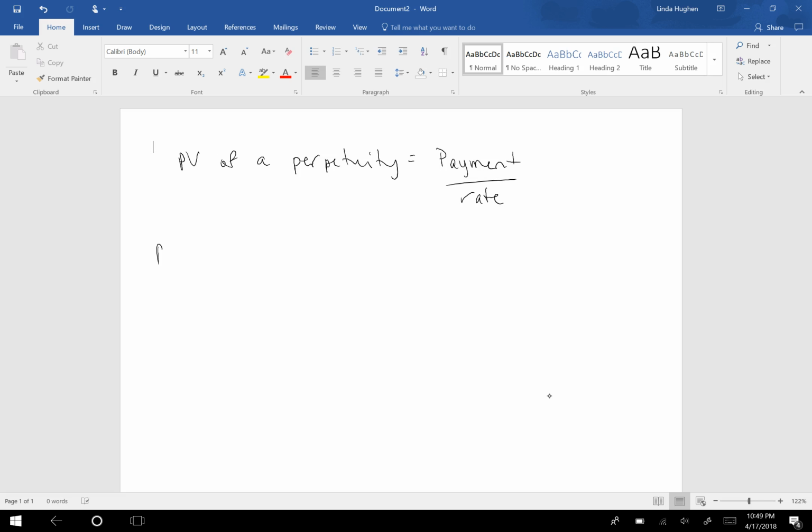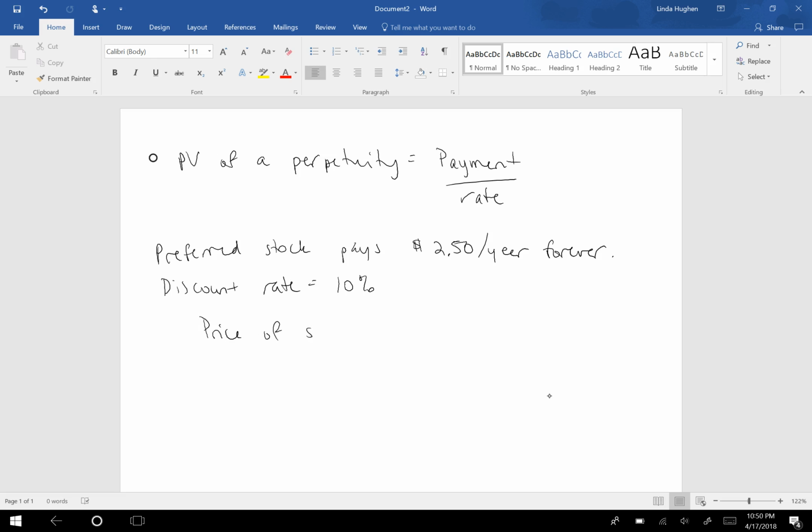So let's say we have a preferred stock that pays a constant dividend of $2.50 per year indefinitely. Let's say your discount rate or your required return is 10%. The price of this stock, this perpetuity, is equal to $2.50 divided by that interest rate. You'd be willing to pay $25 for this perpetuity.